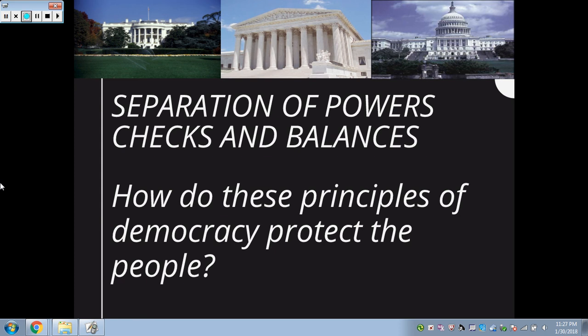Today we're going to look at separation of powers between the executive, judicial, and legislative branches of government, especially how each of these branches are going to provide checks and balances to one another. As we're going through today, I really want you to keep this one question in mind. How do these principles of democracy protect the people? How do the principles of checks and balances protect your personal freedom and liberties that are outlined in the Constitution and amendments of the United States? So let's get started and take a look at those.